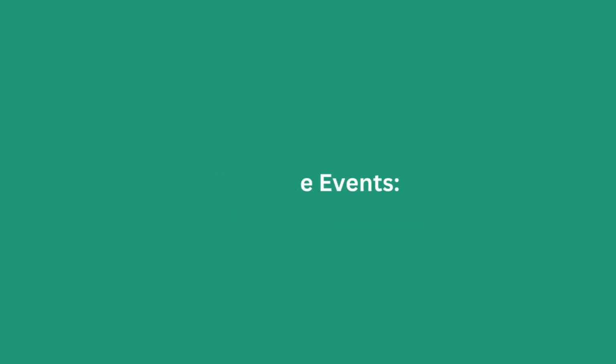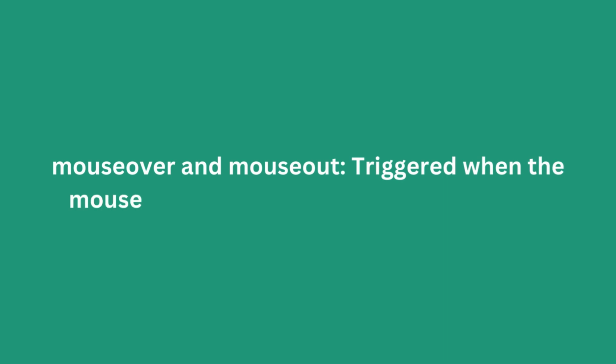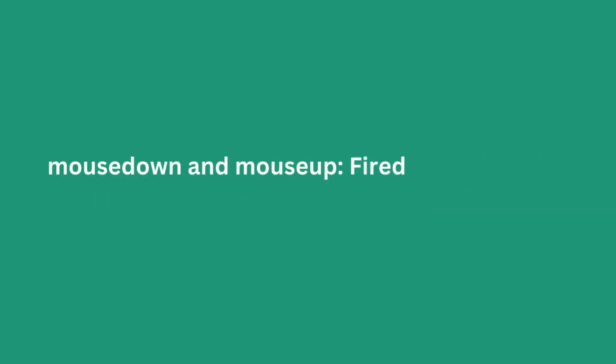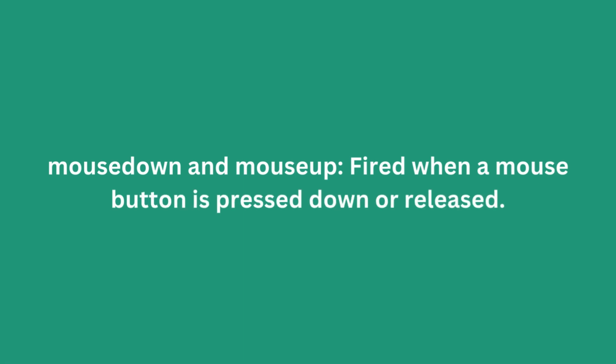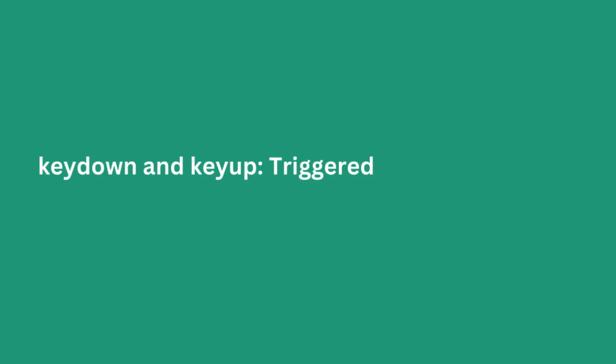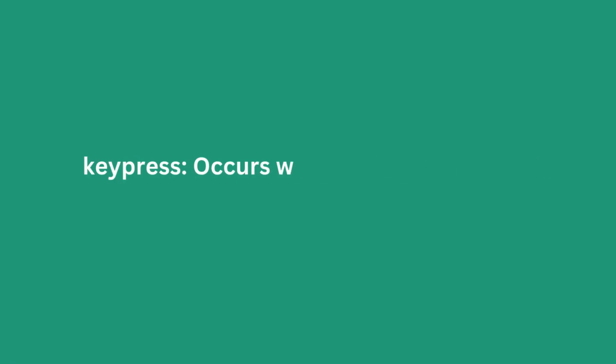Mouse events. Click occurs when a mouse click is detected. Mouseover and mouseout, triggered when the mouse pointer enters or leaves an element. Mousedown and mouseup, fired when a mouse button is pressed down or released. Mousemove occurs when the mouse pointer moves over an element. 2. Keyboard events. Keydown and keyup, triggered when a key on the keyboard is pressed or released. Keypress occurs when a character key is pressed.